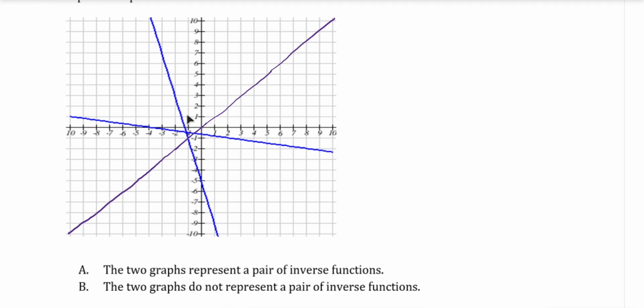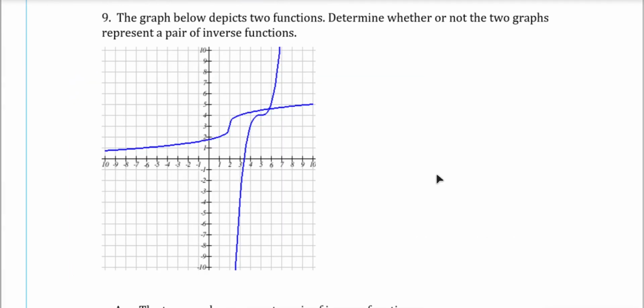If two lines are going to intersect and also have a symmetry about y equals x, they're going to need to intersect on that line. That's just a property of reflection. We can see then that these do not represent a pair of inverse functions because they do not show us reflection over the line y equals x. Something like this would be the reflection of this line. Something like that would be the reflection of that line. So no, they are in fact not reflections over the y equals x line, so they are not a pair of inverse functions.